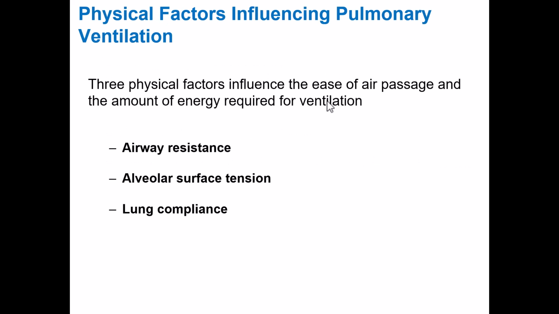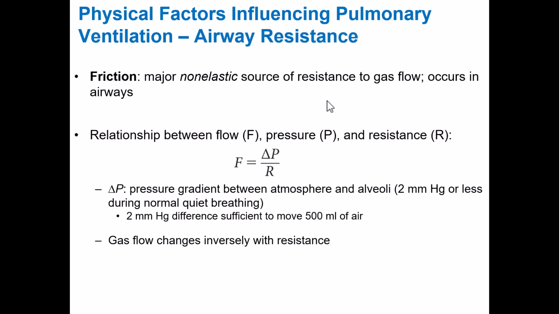There are some factors that can affect how easy it is for that air to flow. These factors are airway resistance, alveolar surface tension, and lung compliance. Resistance, I don't really have to say a whole lot about that. That just makes sense, right? If there's something blocking your airway, even partially, it's going to make it harder for air to flow, either in or out.